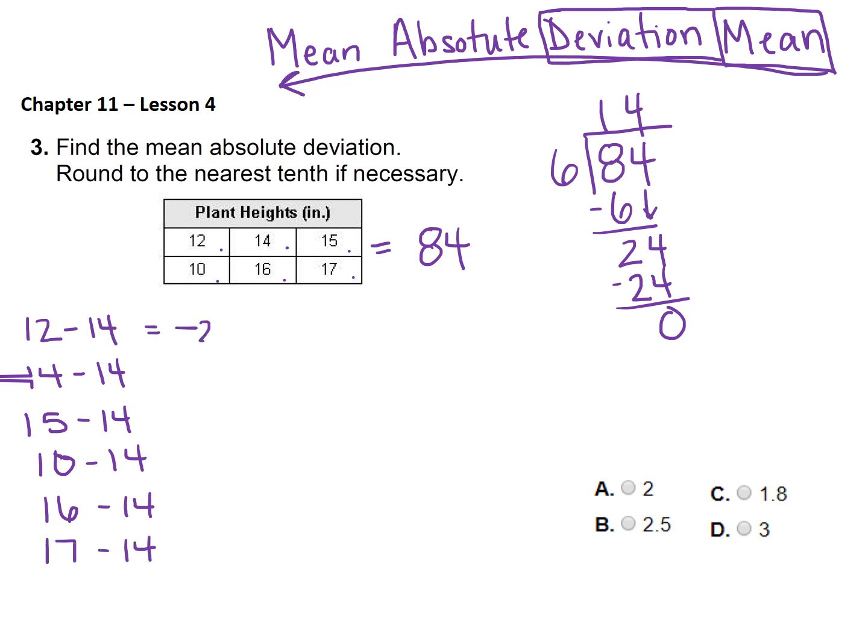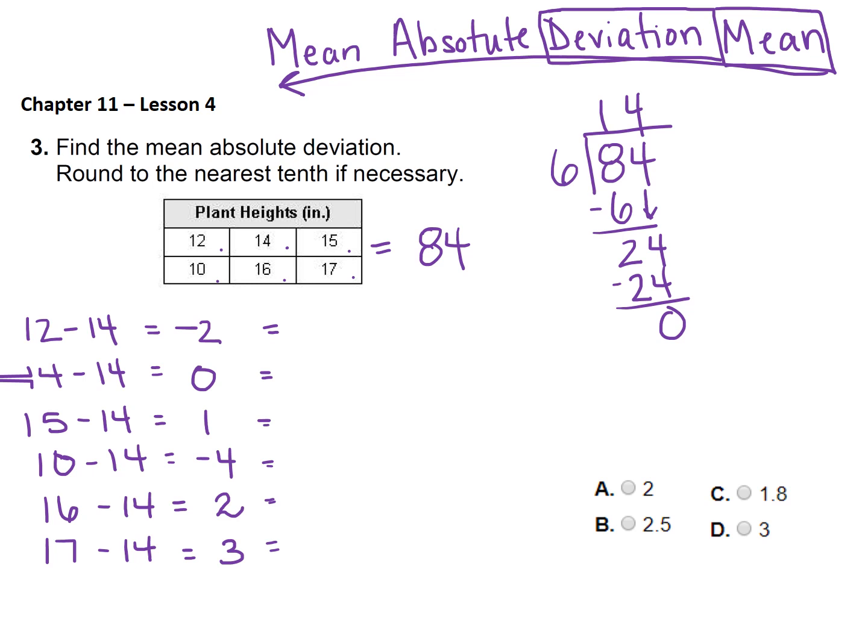It's negative 2, 0, 1, negative 4, 2, 3. Now I figured out how far each point deviates from the mean. The negative numbers are less than the mean. The positive numbers are greater than the mean. So that's why that part is important.